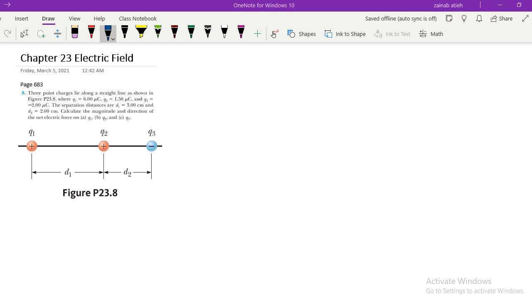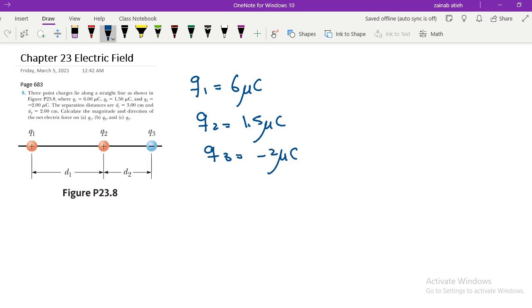I'm only going to solve one of them because the three parts are similar. I'm only going to solve part A. Let me first write the given. Q1 is equal to 6 microcoulomb. You all know how to change from microcoulomb to coulomb: you just multiply by 10 to the power minus 6. Q2 is equal to 1.5 microcoulomb, and Q3 is equal to minus 2 microcoulomb.